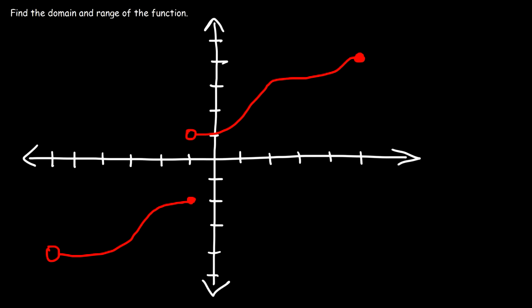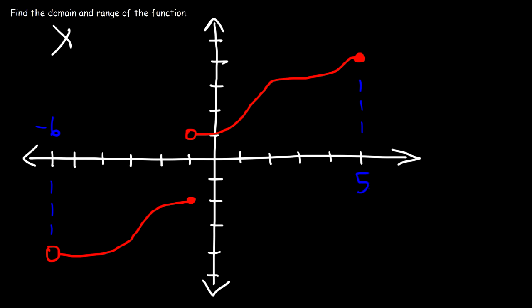Now let's try some harder examples. If you want to, pause the video and work on this one. So let's start with the domain. Let's focus on the x values. So the lowest x value is negative 6. The highest x value is 5.